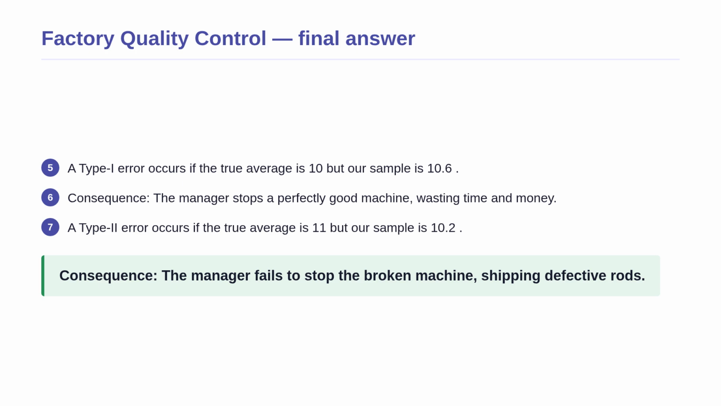On the other hand, a type 2 error happens if the machine is actually broken, perhaps producing rods of 11 centimeters. But our sample average happens to be 10.2. Because 10.2 is not in the critical region, the manager fails to stop the machine. The physical consequence is that the factory ships defective rods to angry customers.